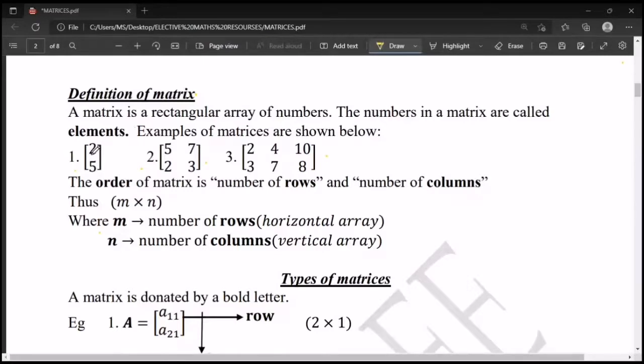So example 1 has the elements 2, 5. Example 2: 5, 7, 2, 3. Example 3, we have 2, 4, 10, 3, 7, 8. So this is how you represent matrices. Now the order of a matrix is given by the rows and the columns. So the M here represents the rows and the N represents the columns.